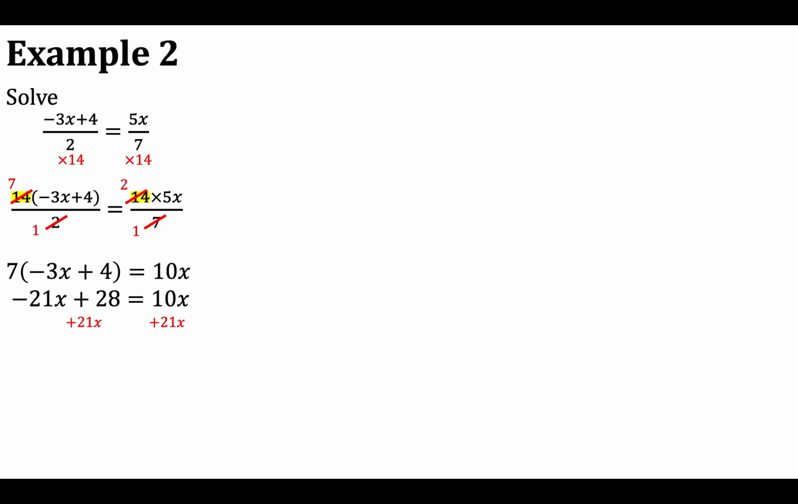I can now add my 21x to both sides of the equation, and that will leave me with 28 equals 31x. And I need x on its own, but it's currently been multiplied by 31. So I can divide throughout by 31 to give me 28 over 31 being equal to x. But remember, we like the variable to be on the left hand side of the equation. So x is equal to 28 over 31.